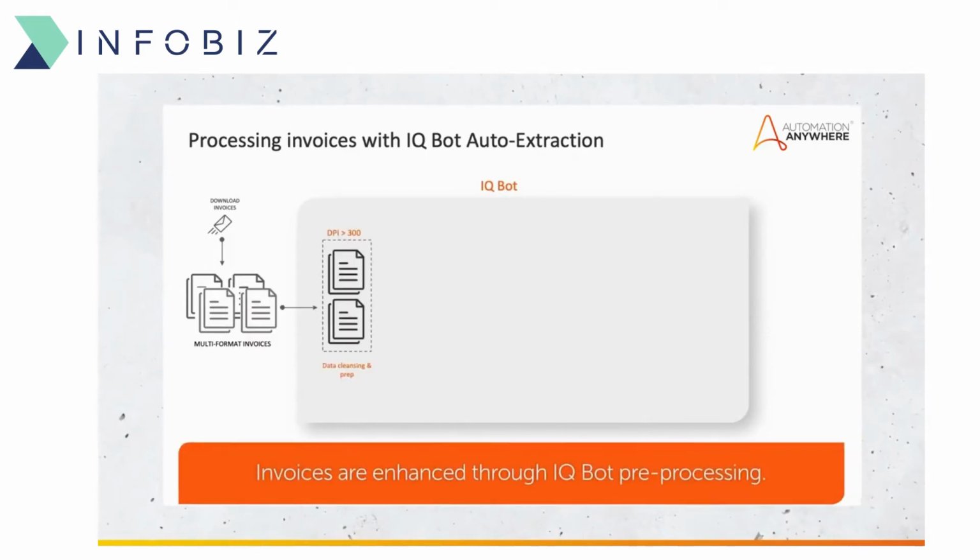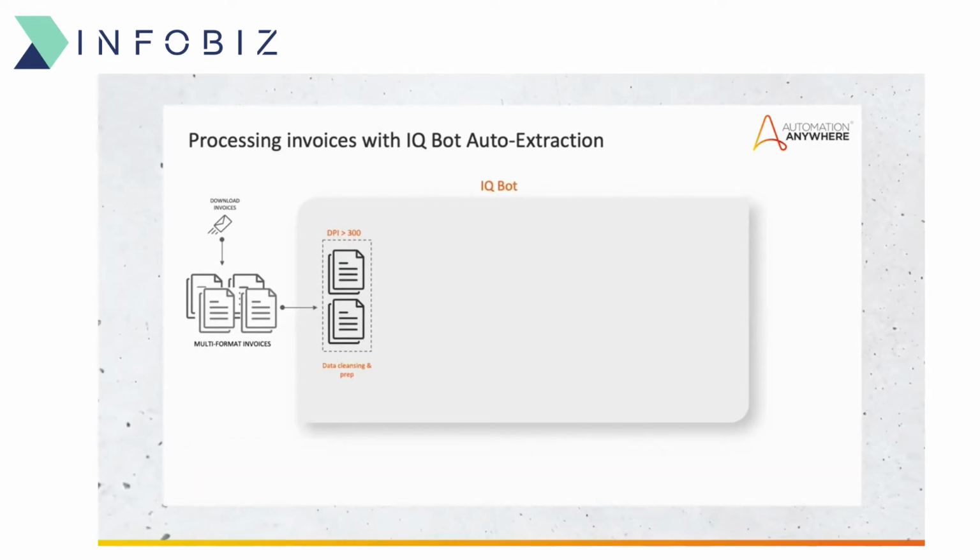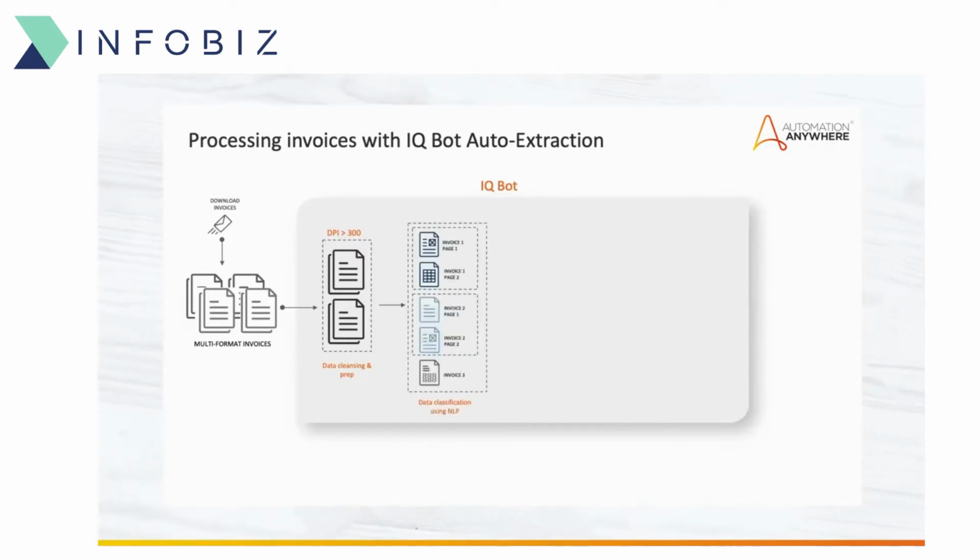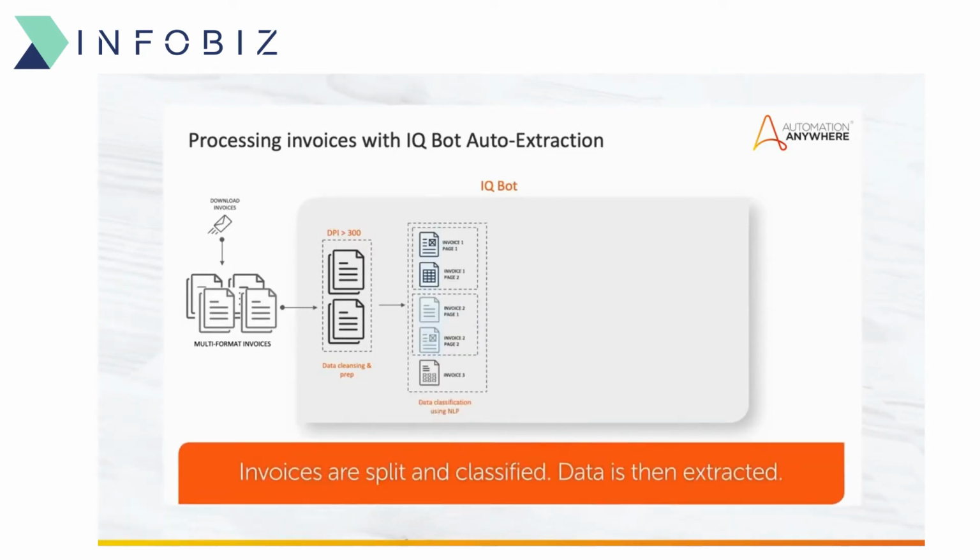First, these invoices are enhanced through some kind of pre-processing. Remember, all the technologies that I show you on the screen are pre-integrated in IQBot, so you don't have to integrate them yourselves. With enhancements, the quality of the image documents can be increased, and it helps improve extraction by using techniques such as noise reduction, image enhancements, and others. Next, these invoices are split into different documents and classified.